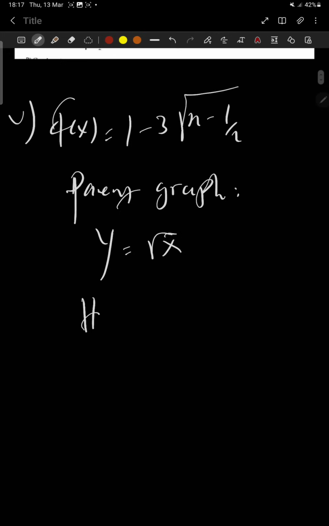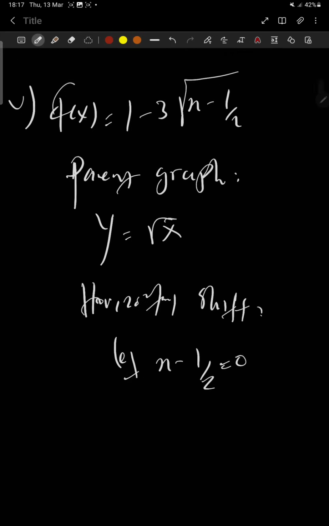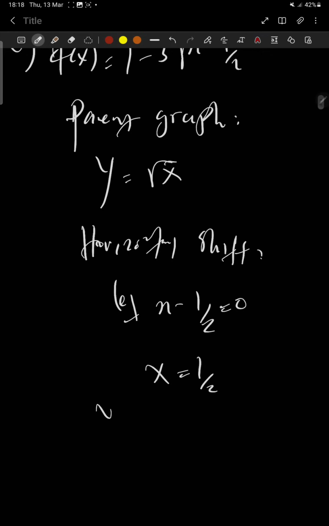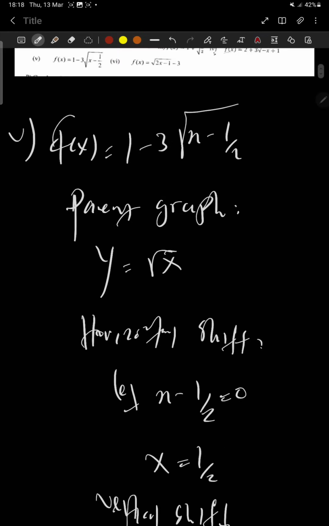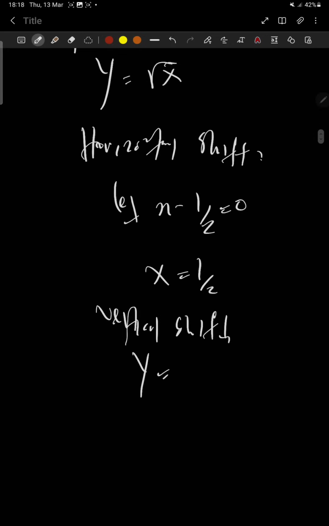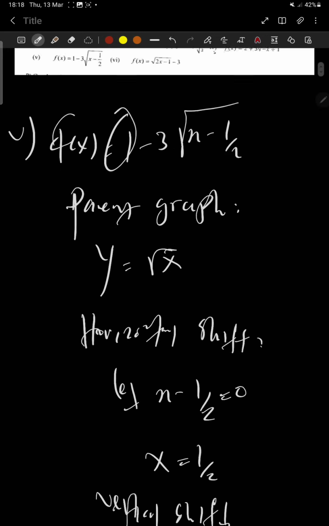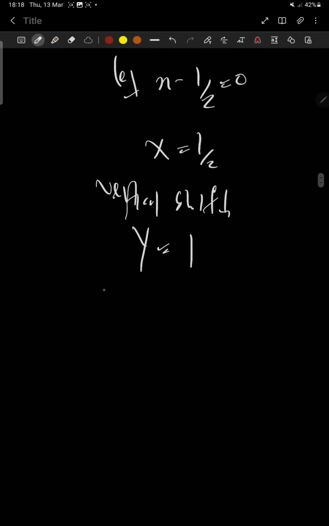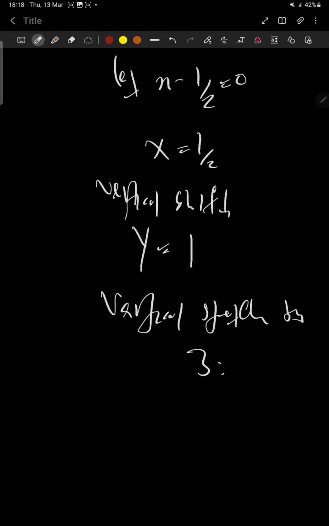After that, you go to the horizontal shift. Alright, horizontal shift. You say let x minus 1 over 2 be equal to 0 and x will be equal to 1 over 2. After the horizontal shift, you go to the vertical shift. Alright, vertical shift. Vertical shift is a number away from the square root, which is 1. After the vertical shift, what is left is 3. Okay, not negative 3, but 3. So 3 is greater than 1, isn't it? So you say vertical stretch. Alright, by what? By 3.